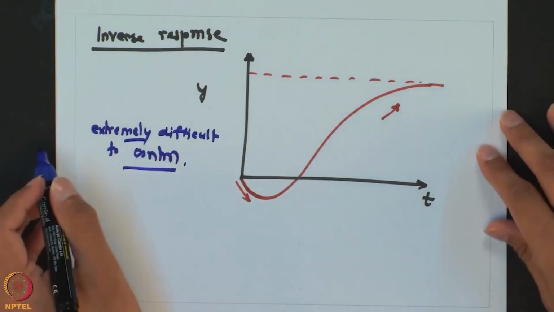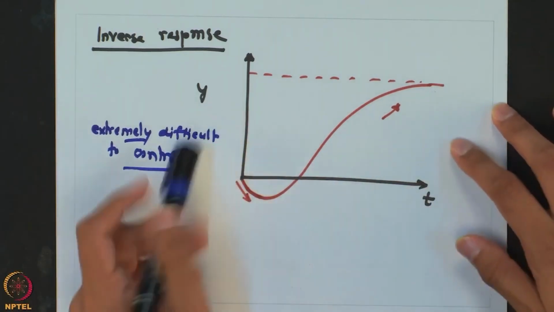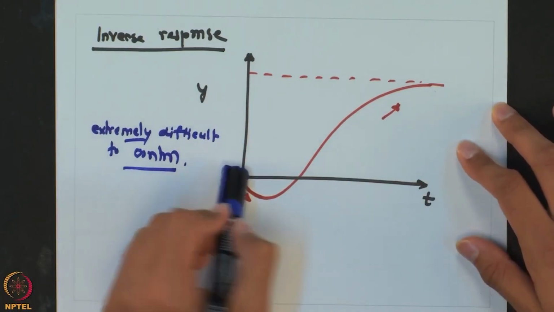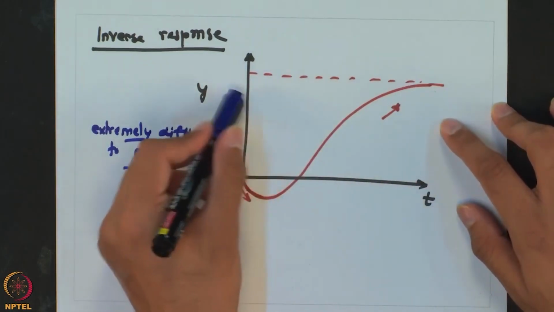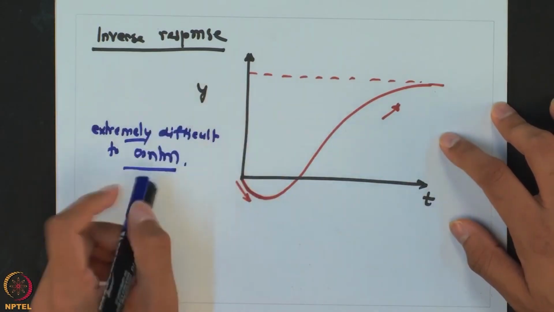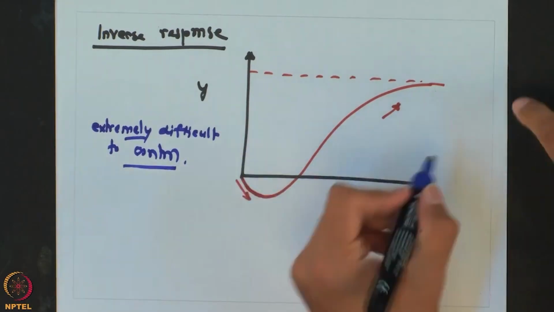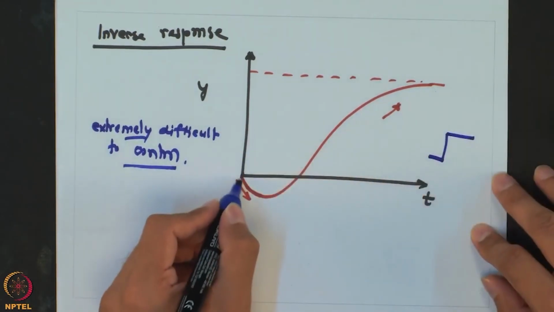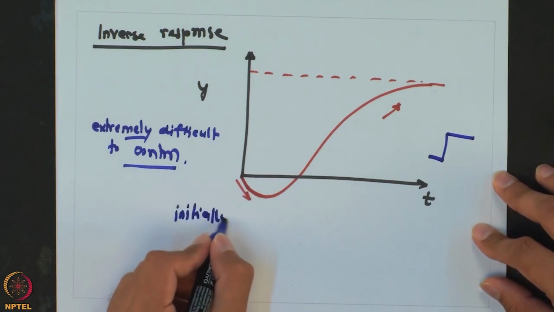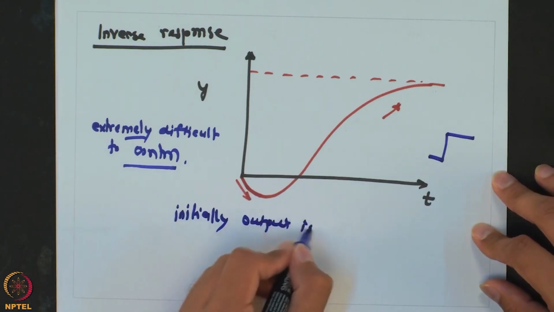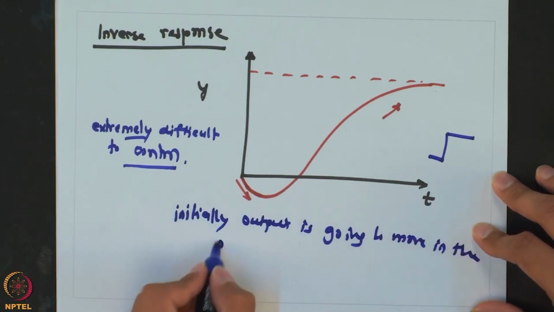Because as soon as the controller makes a move, let us say in this case the controller has to move the output from this point to this point, and this will happen if it makes a positive step change in the input. So, now what is going to happen is whenever the controller makes a positive step in the input, initially the output is going to move in the opposite direction.